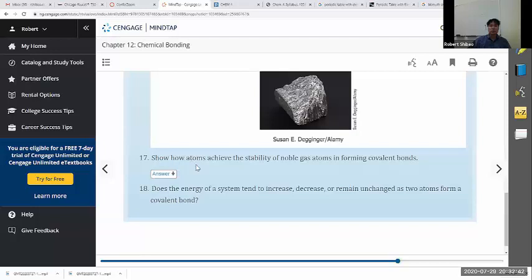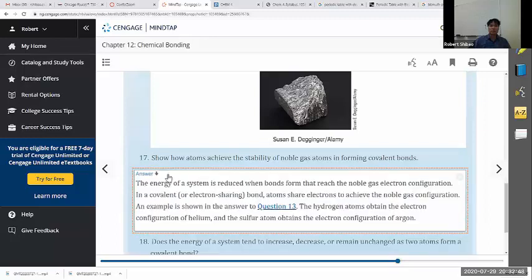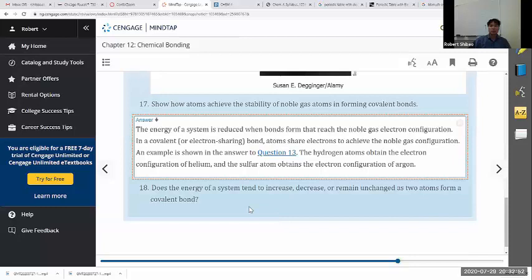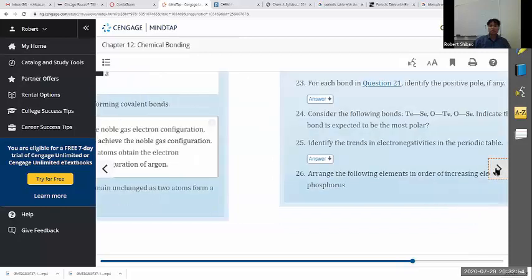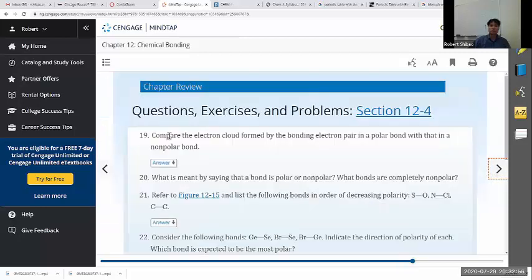Show how atoms achieve the stability of noble gas atoms in forming covalent bonds. Well, by sharing, they can get an octet. So by sharing, they can get an octet. That's how we counted the electrons in Lewis structures. Remember, we circled them, double counted. Compare the electron cloud formed by the bonding electron pair in a polar bond with that in the non-polar bond. It's going to be asymmetric. It's going to be skewed.